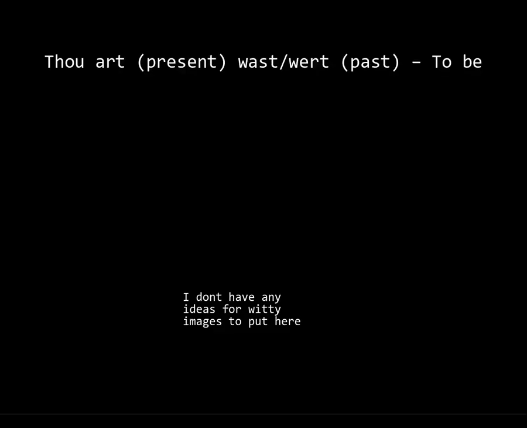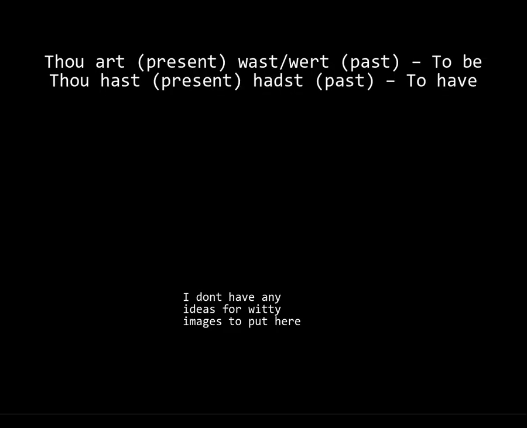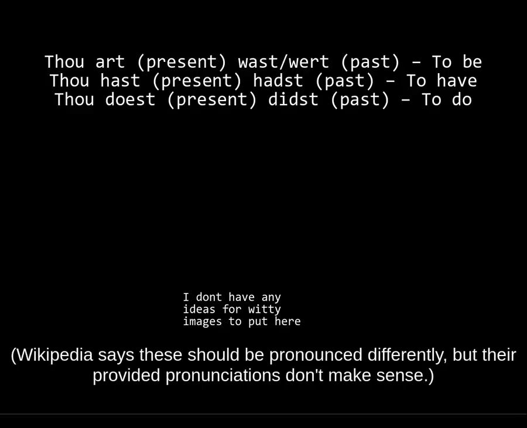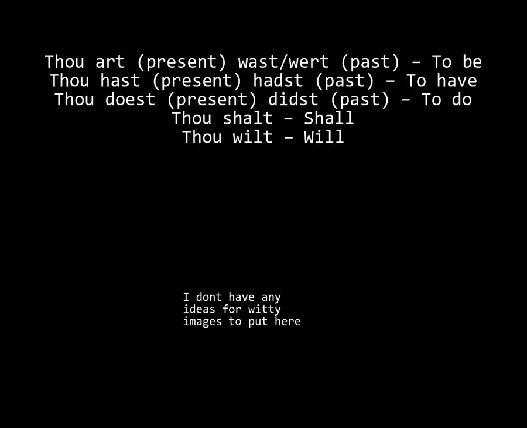For the conjugations, it's not as simple as appending s to the verbs. The most common verbs, such as to be, all have irregular forms, with those being thou art in the present and wast and wert in the past tense, hast and hadst for to have, doest and didst for to do, thou shalt for shall, thou wilt for will, and thou must for must. And, as you can see, that is not conjugated at all.